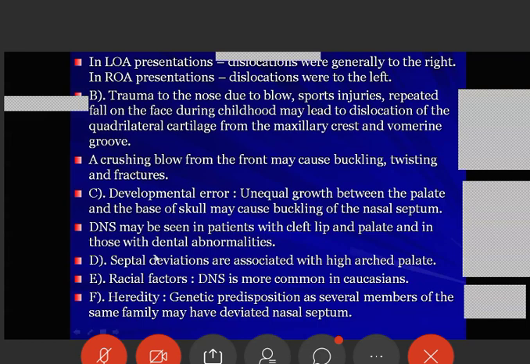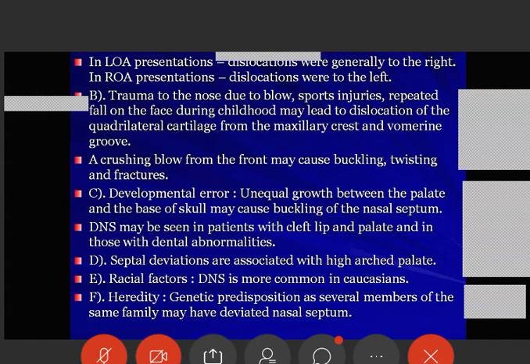Other causes: trauma to the nose due to a blow or sports injuries, repeated falls on the face during childhood may lead to dislocation of the quadrilateral cartilage from the maxillary crest. The quadrilateral cartilage or the septal cartilage proper is attached inferiorly to the maxillary crest and the palatine crest. So due to trauma, there will be a dislocation of the septum from this crest of the maxilla and the vomerine groove. Posteriorly is the vomerine groove, inferiorly is the maxillary crest.